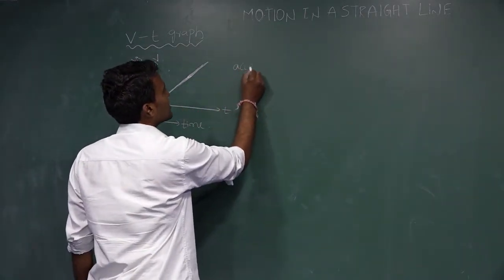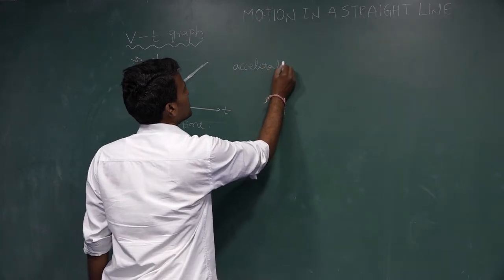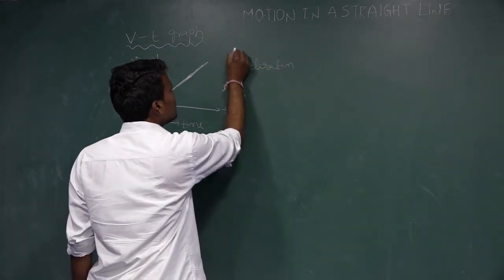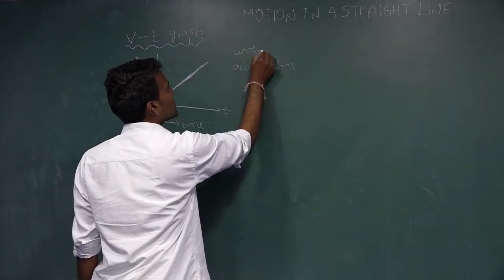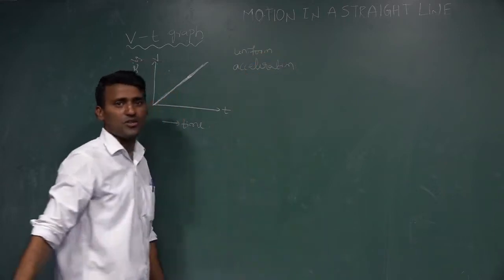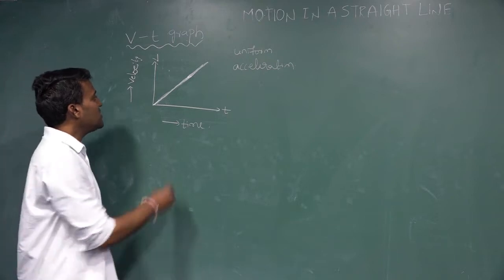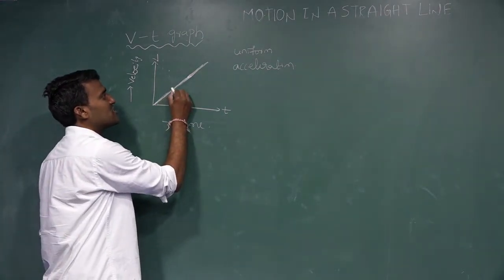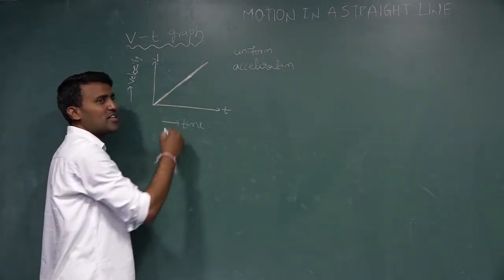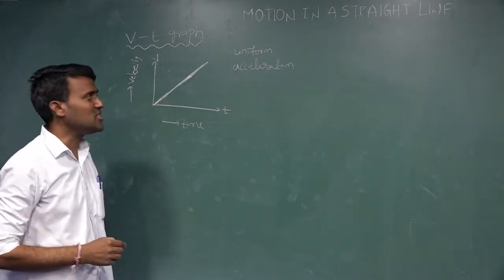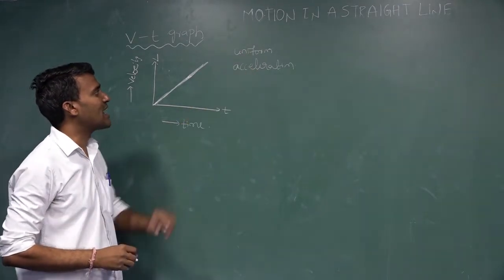Slope is acceleration, and it is uniform acceleration. Slope gives the uniform acceleration, isn't it? And it is increasing velocity. It is always increasing velocity. This means increasing velocity, and it gives the uniform acceleration.